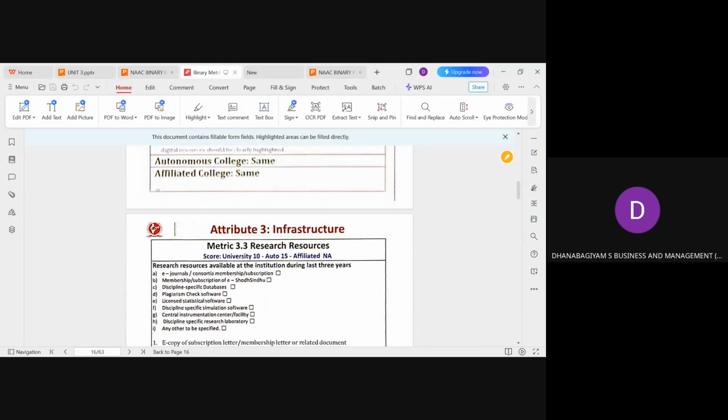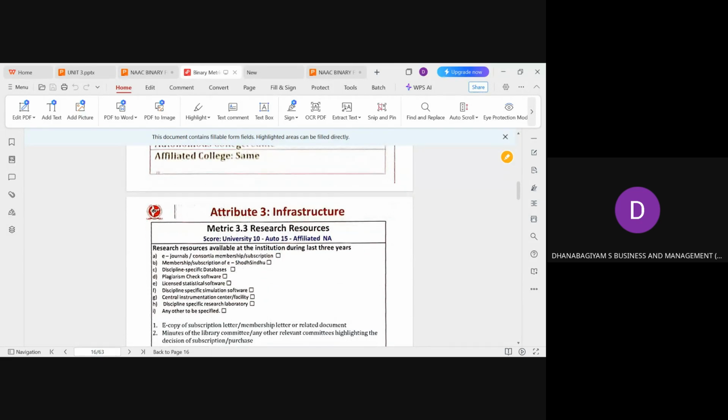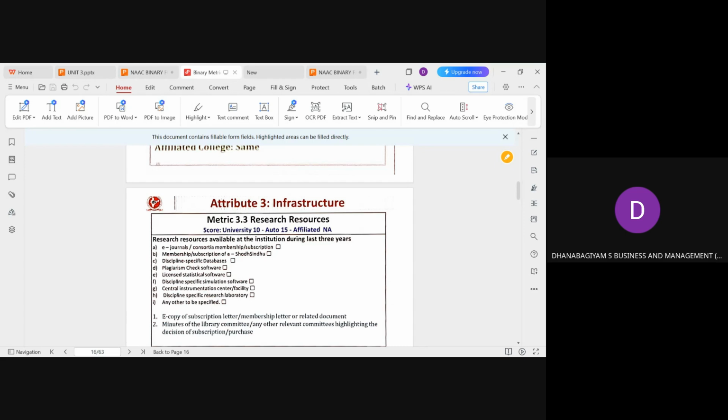And next, research resources. When you talk about research resources, e-journal subscriptions can be done. I was talking about EBSCO, and membership subscriptions can be done, like plagiarism check. Even for your undergraduate or postgraduate project, before submission, we can have some Turnitin subscription. Likewise, we can have a plagiarism check subscription and check the students' projects through that.